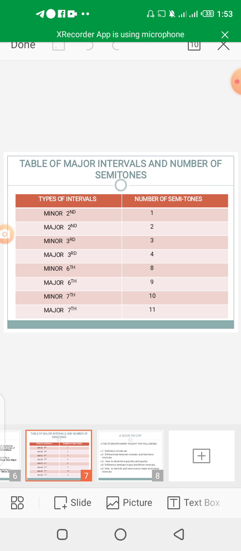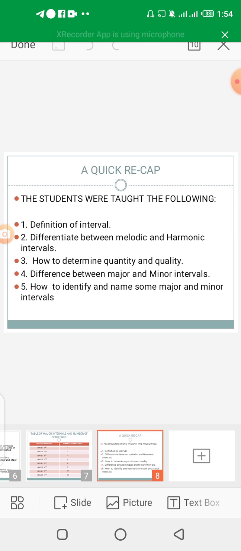Now, types of intervals. The minor second has just one semitone, while the major second has two. The minor third has three semitones, while the major third has four. The minor sixth has eight, while the major sixth has nine. The minor seventh has 10, while the major seventh has 11. Okay, with this, we've come to the end of our lesson for today, but let's have a quick recap.